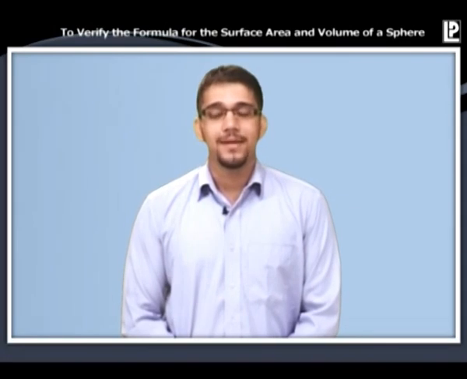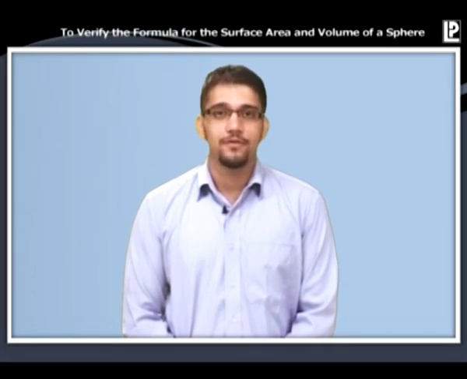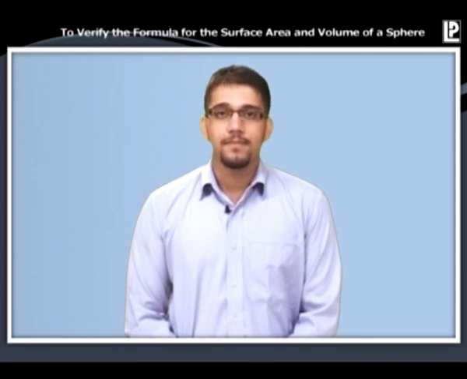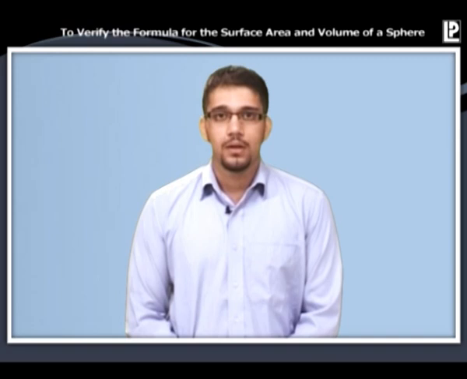Today, we will perform an interesting activity to verify the formula for surface area and volume of a sphere. The surface area of a sphere S is given by 4 pi r square and the volume of a sphere is given by 4 by 3 pi r cube. To prove the formula, let's determine the surface area and volume of a hemisphere.